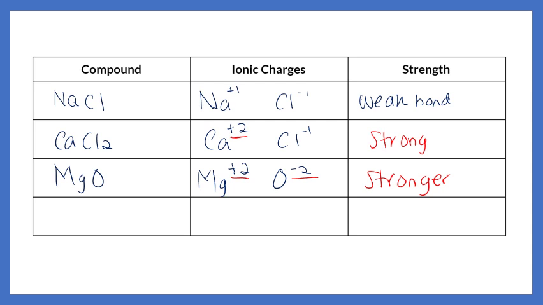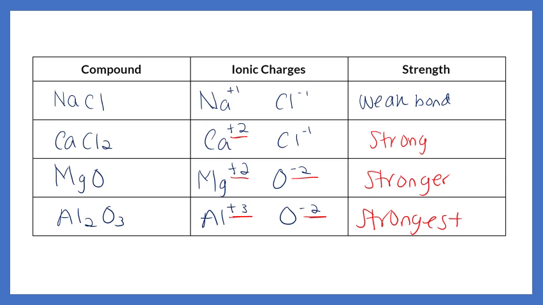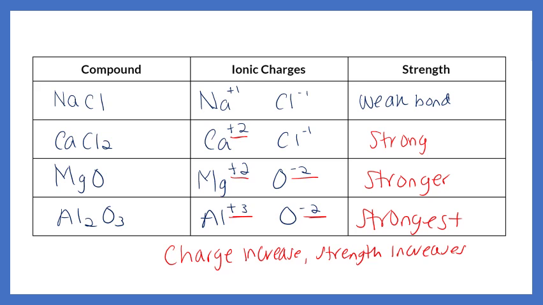And then lastly, let's have aluminum bonded to oxygen. Aluminum takes a +3 charge, oxygen takes a -2. Since we have that +3 and that +2, this is the strongest. All right, so as the charges increase, the strength increases. Okay, so that's for ionic bonding.